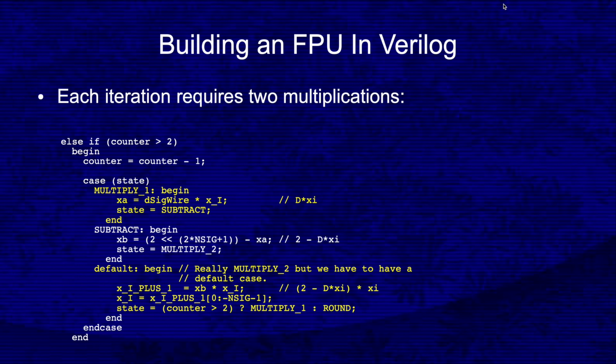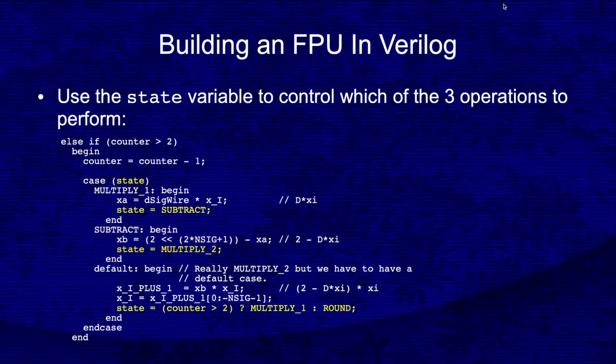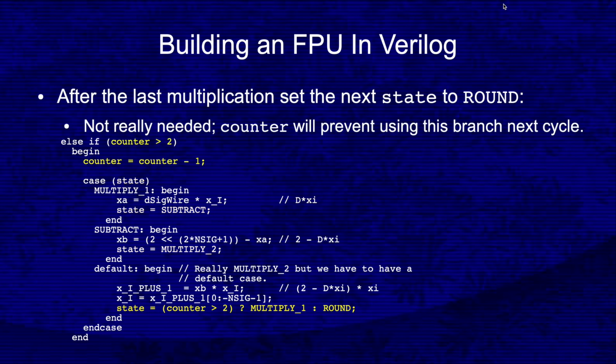Remember that each iteration of Newton's method requires 2 multiplications and 1 subtraction. By using the state variable, the module keeps track of which of these 3 operations to perform next. Also note that during the last iteration of Newton's method, the module sets the state variable to round. The code doesn't really need to do this, but I thought it was appropriate for completeness.